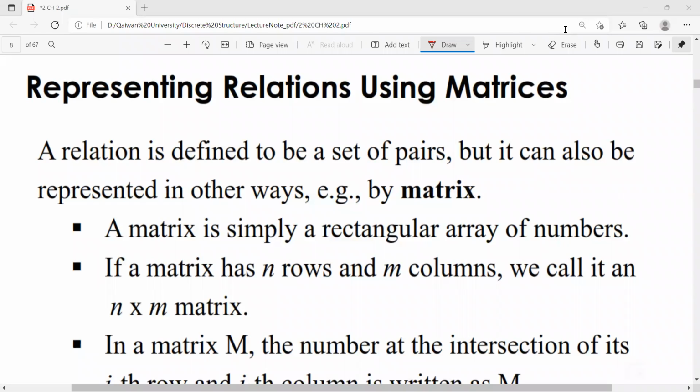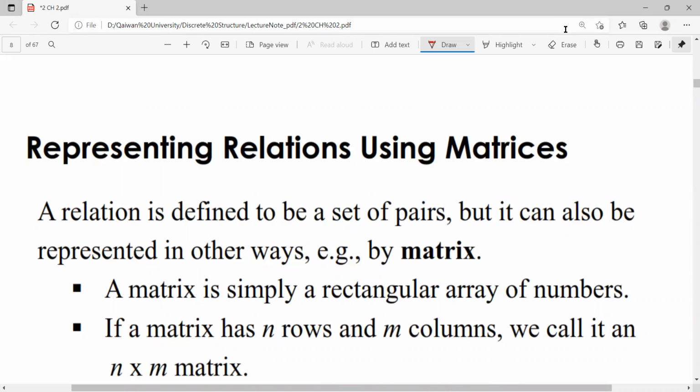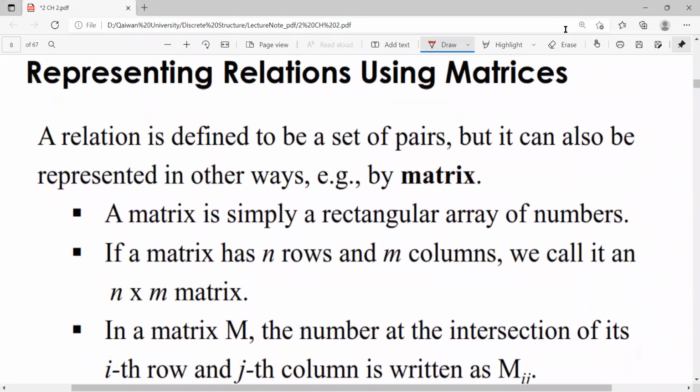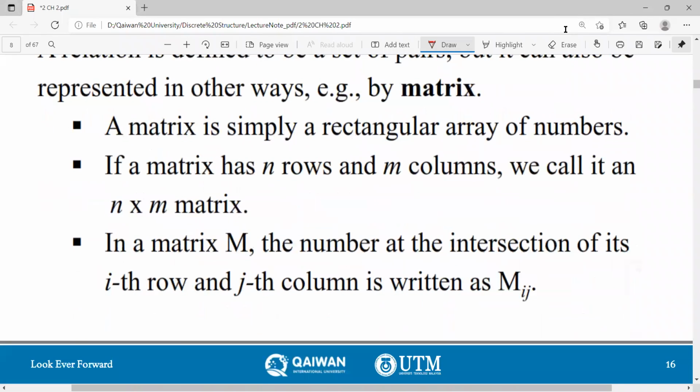Okay, we now have representing relations using matrices. We can say matrices is a suitable way for representing relations. A matrix is simply a rectangular array of numbers. If a matrix has n rows and m columns, rows are the horizontal ones and columns are the vertical ones. We call it an n by m matrix.